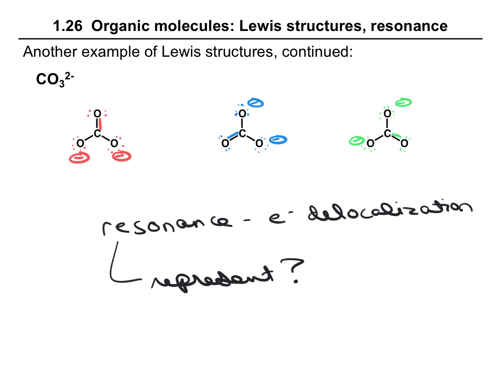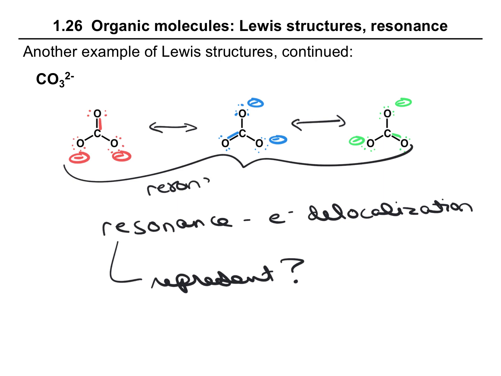Well, we have to recognize that although this is a valid Lewis structure, and this is a valid Lewis structure, and this is a valid Lewis structure, none of them adequately represents what exists. We connect these through resonance arrows. This is a special type of arrow, double barbed at both ends. This specifically means that this is a resonance structure, and this is another resonance structure, and this is another resonance structure. So these can all be called resonance structures or resonance contributors.